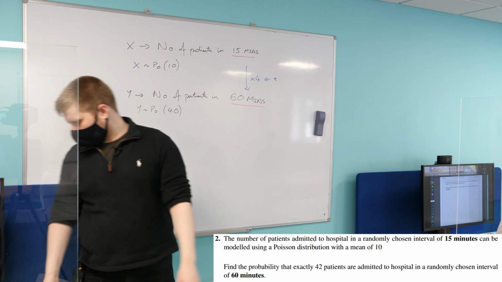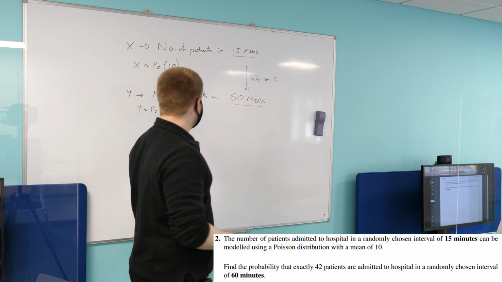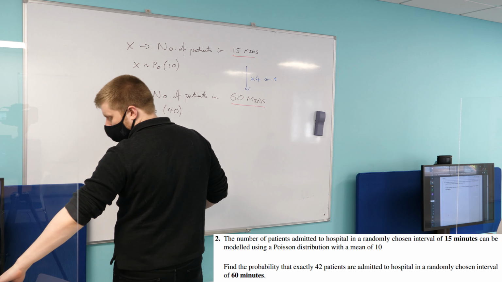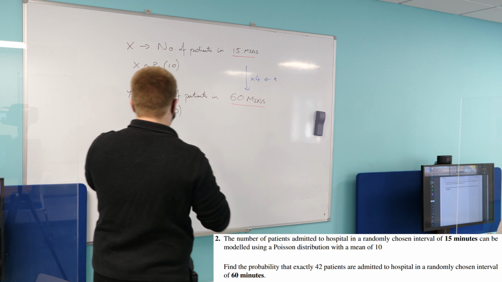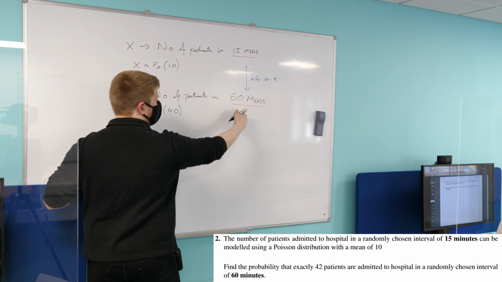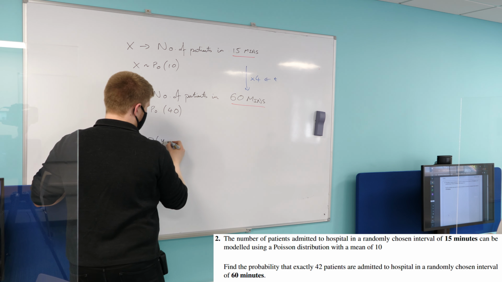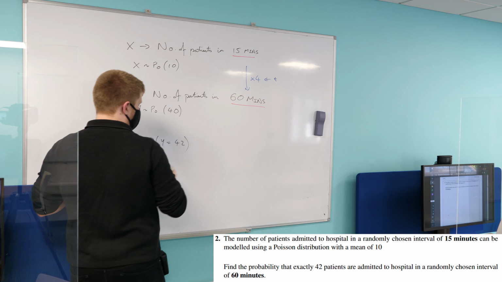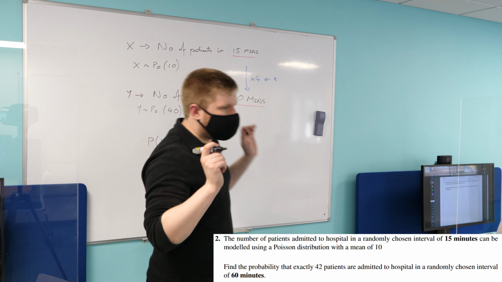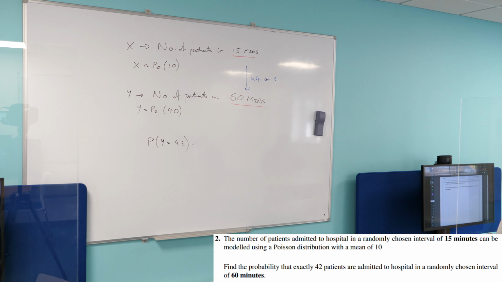All right, good. Now, of course, we want the number of patients. This is our distribution done. We want to find the probability that exactly 42 arrive in 60 minutes. So we want to find the probability that the number of patients in 60 minutes, that's our y, is equal to exactly 42. Before we go any further, I will just use a calculator in a second. Can anybody remember what the probability distribution function is going to look like for this?